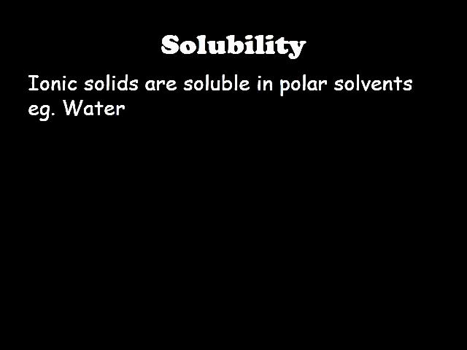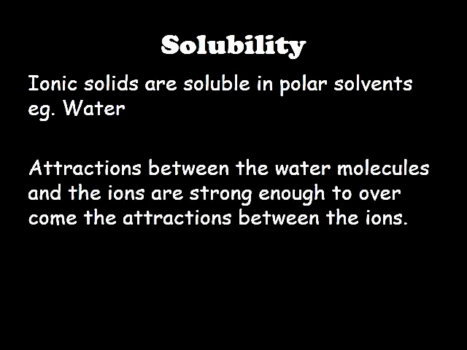Looking at solubility, ionic salts are usually soluble in polar solvents like water. The attractions between the water molecules and the ions are strong enough to overcome the attraction between the ions. From our previous lessons, water is polar, it has a negative part and a positive part. So the interaction between the positive part of the water and the negative ion of the ionic salt will be stronger than the interaction between the two ions of the ionic solid.